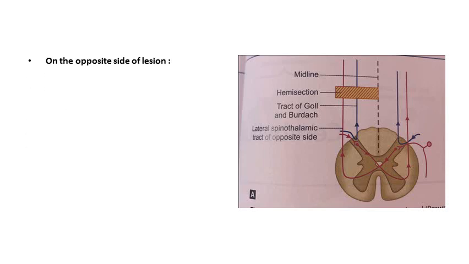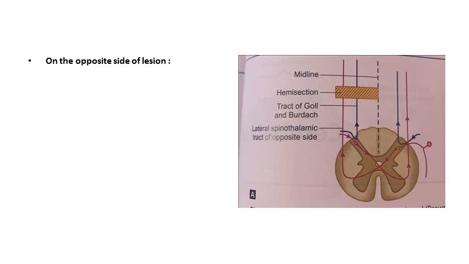Now next we come to the diagram. Here it shows the sensory fibers. We are just talking about the tract of Goll and Burdach, this blue line, ascending ipsilaterally, and they are getting transected, getting cut by this hemisection. As a result, there is loss of ipsilateral fine touch sensation, along with vibration sense, position sense, etc.